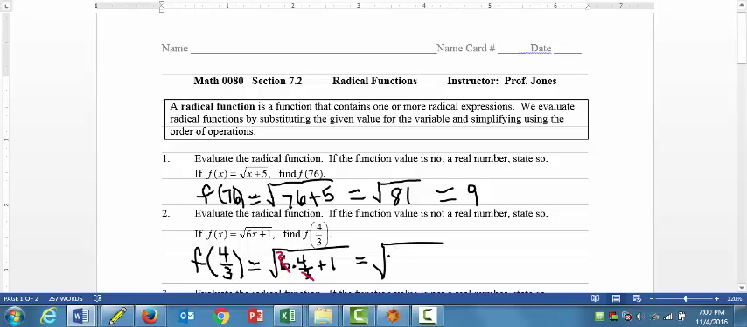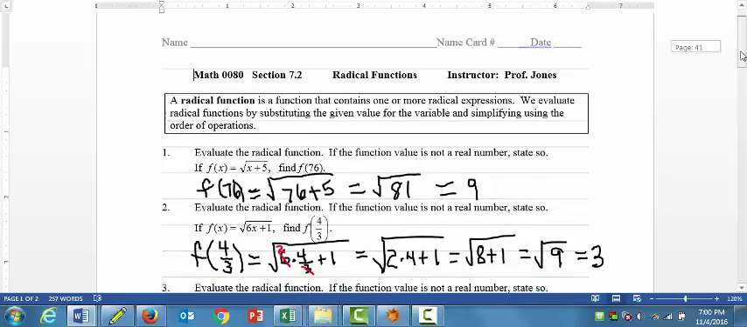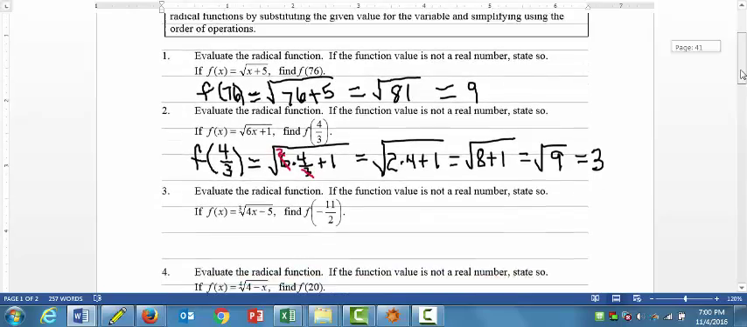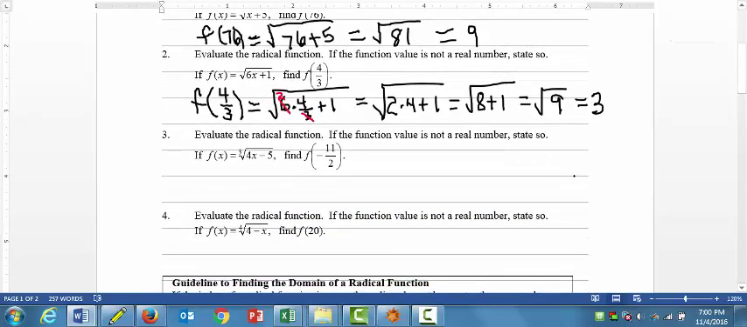So this becomes the square root of 2 times 4 plus 1, which is the square root of 8 plus 1, which is the square root of 9, which is 3. So the principal, a lot of times we simply say square root instead of saying principal square root.